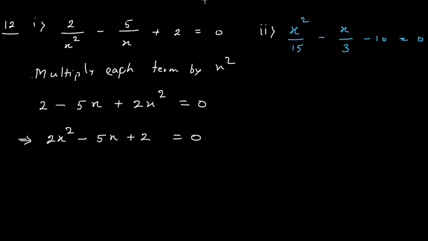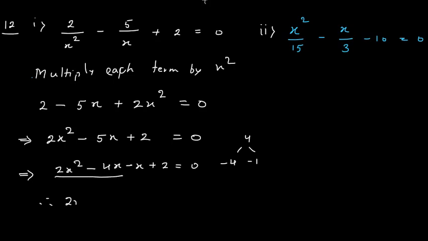Now 2 into 2 we will get 4. If we take the factors of 4, it is minus 4 and minus 1, so that our addition is minus 5 and product is 4. So here we will write this as 2x square minus, this we will split as 4x minus x plus 2 equal to 0. Therefore, from these two terms we can take 2x common. So here we have x minus 2. Here I will take minus 1 common. Again I have x minus 2 equal to 0.